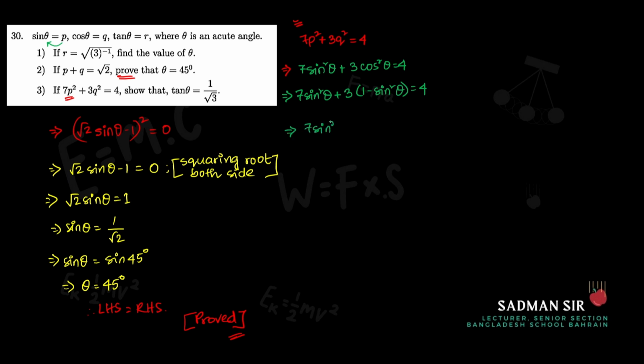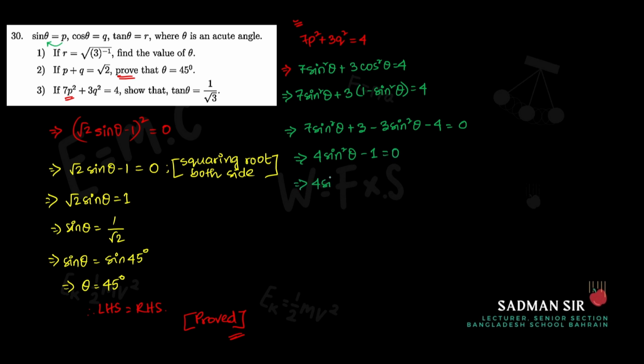7 sine squared theta plus, if you lift up the bracket, 3 into 1, 3, minus 3 into sine squared theta, 3 sine squared theta, equal to 4. Okay, this 4, if I change the side and bring it to the left hand side, then it will be minus 4, and the right hand side will become 0 now. So 7 sine square theta minus 3 sine square theta will give us 4 sine square theta, and plus 3 minus 4 will give minus 1, equal to 0.